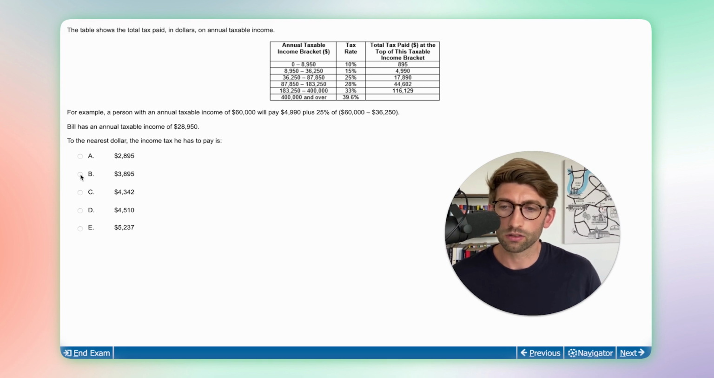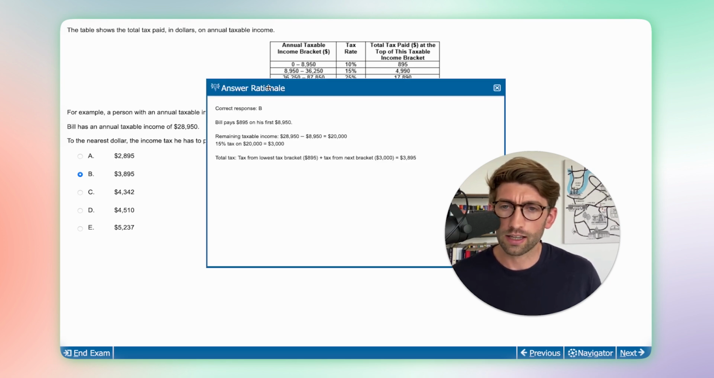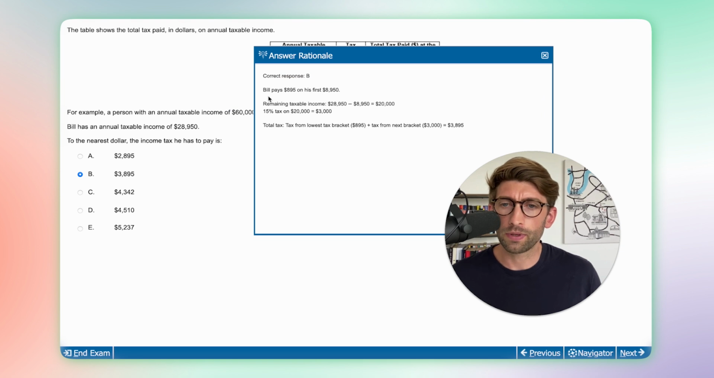And lo and behold, I've not even looked at the answers, but I can tell you, I've been embarrassed before where I've got things wrong and said them with conviction, but I can pretty much with great certainty tell you that is the right answer. And let's have a look. So correct answer B, Bill pays the 895 for his first 8,950. Remaining taxable income is 28,950 minus the 8,950, which is 20 grand. 15% of that is 3 grand.